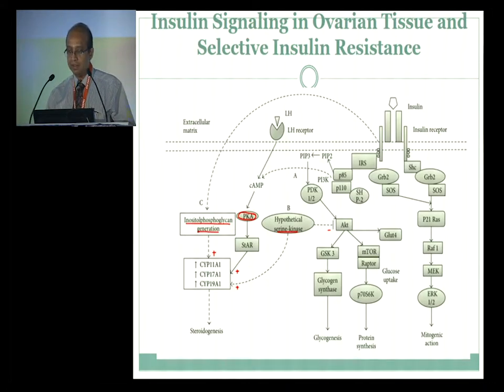So you can see here, this is an unwanted pathway. So insulin will stimulate the mitogenic action. It can also stimulate, via these enzymes, CYP11A1, 17A1, 19A1, leading to excess steroidogenesis.